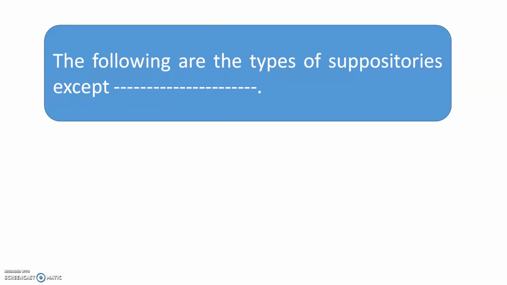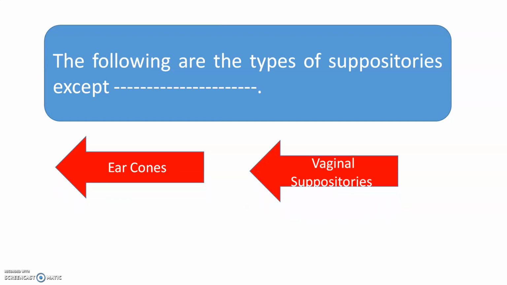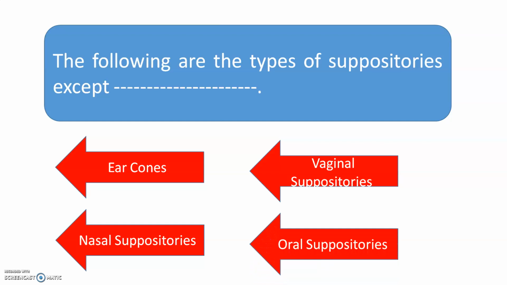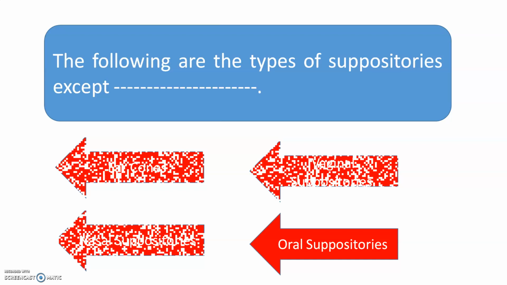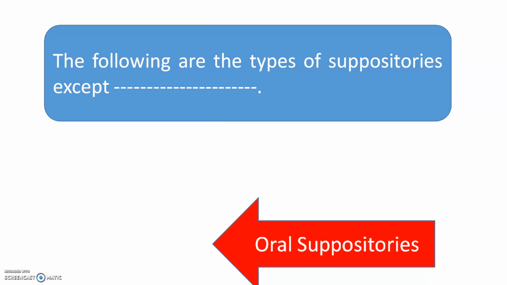The following are the types of suppositories except ear cones, vaginal suppositories, nasal suppositories, or oral suppositories. So the correct answer is oral suppositories. This is not a type of suppositories. All other options mentioned here are types of suppositories. Suppositories are never orally administered.